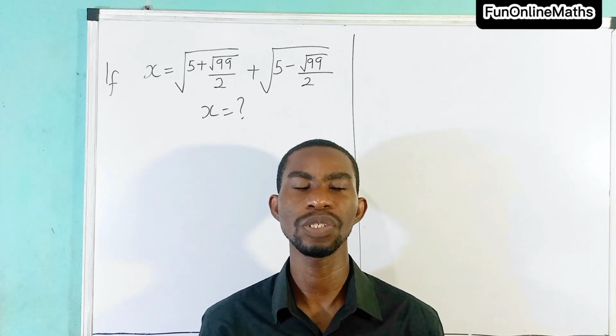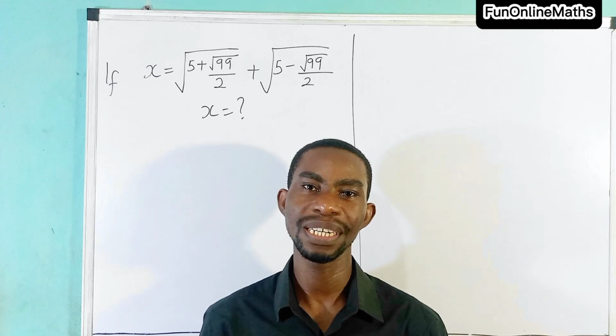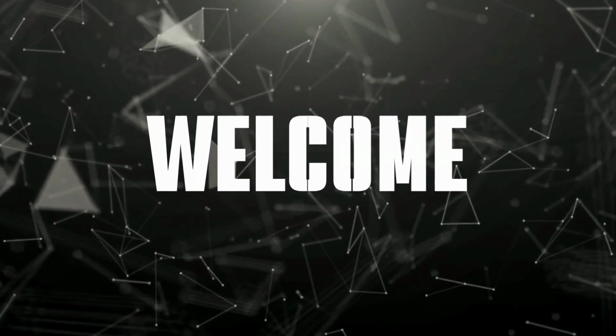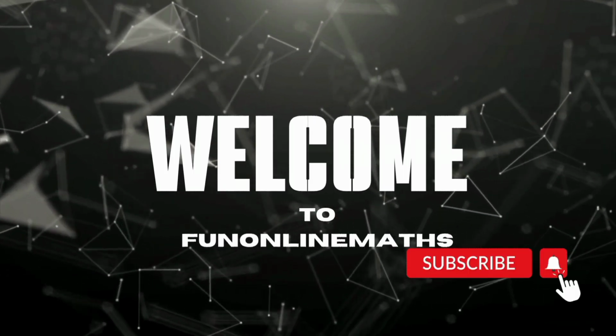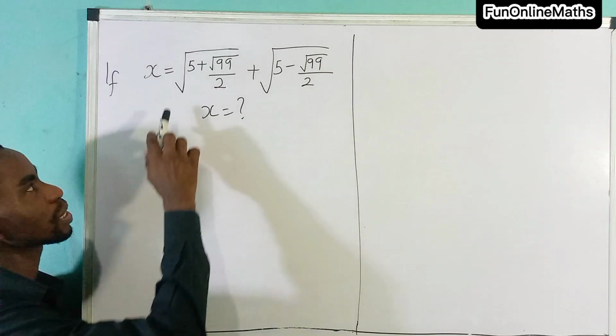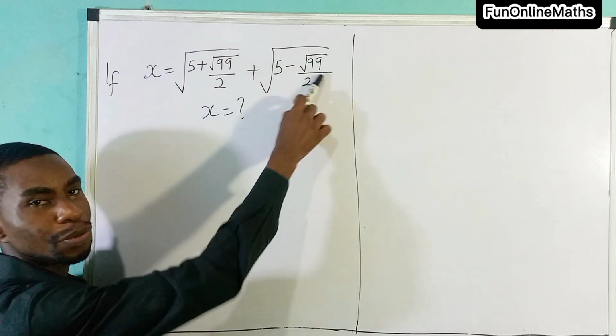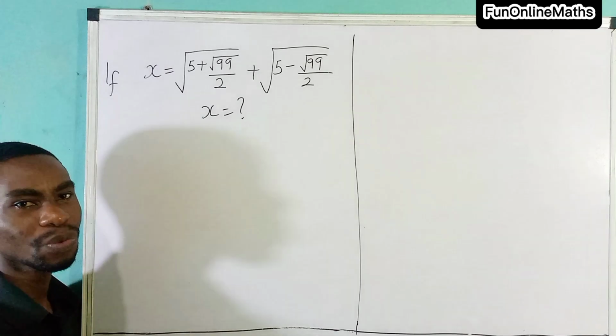Welcome to Fun Maths. Today I'll be solving an Olympiad maths question, more like a surdic question. The question says if x equals this square root plus this square root, then x is what?